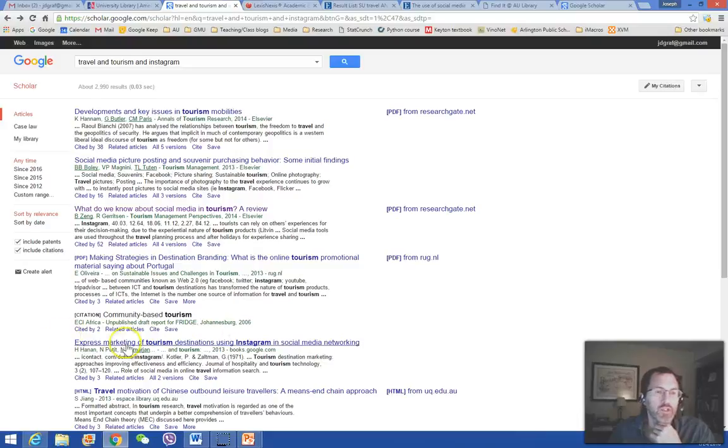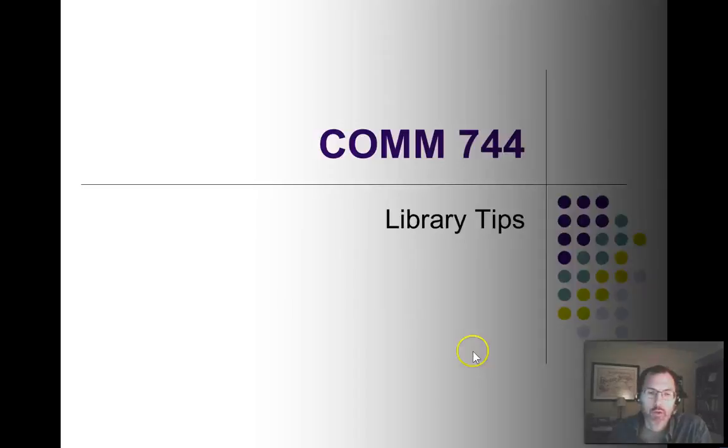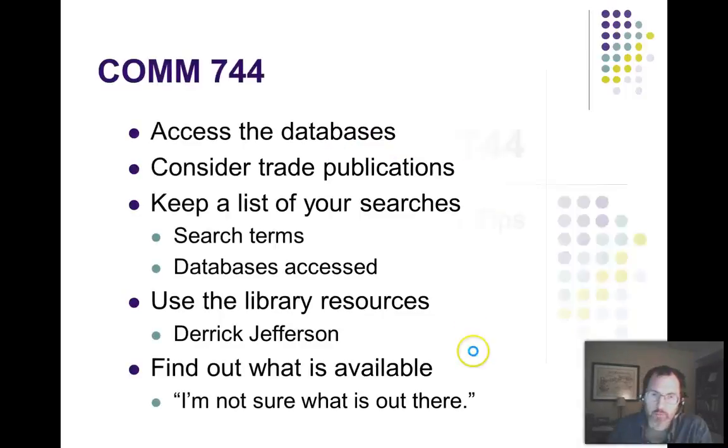But all sorts of things you see down here. Express marketing of tourism destinations using Instagram. Okay, so we're finding stuff on Google Scholar, we're finding stuff in the communication databases, we're finding stuff in the business databases. So there are lots of resources here, and those are some of the places that you need to begin to look. Let me show you one more quick thing here, and we will see if I can get this to go. So just a few, if you will, library tips for you.